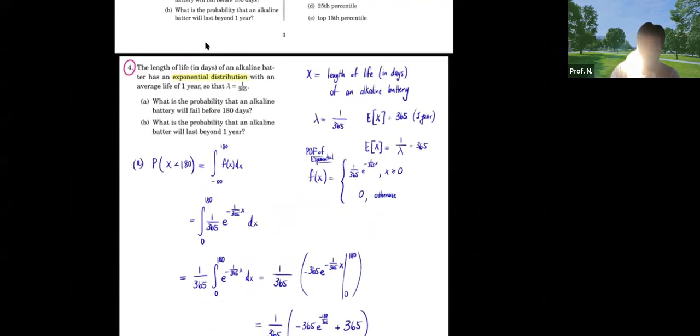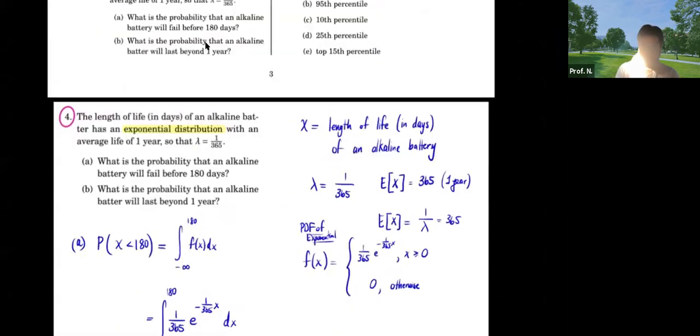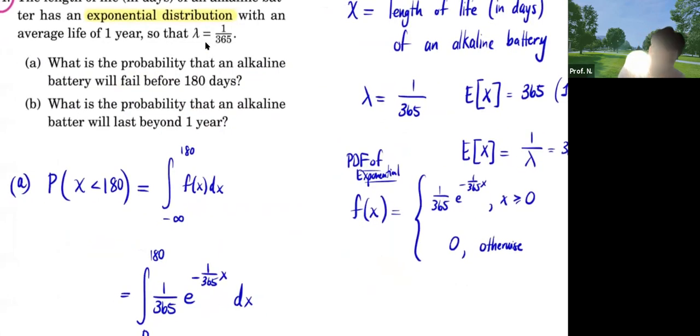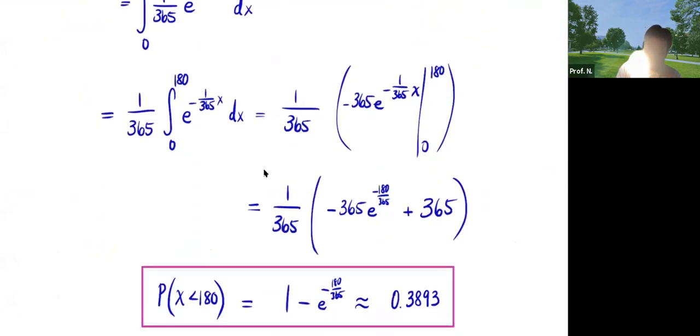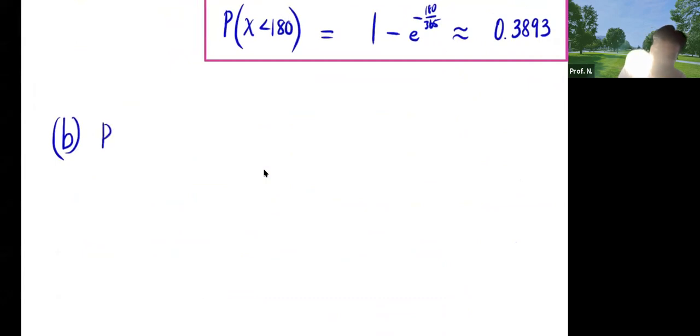And then what would be part B? How would you write part B? Part B is saying what is the probability that an alkaline battery, typo there, battery will last beyond 1 year? So then how would I write that? That's right. So P is bigger than a year. Like X is greater than a year, so X must be greater than 365.